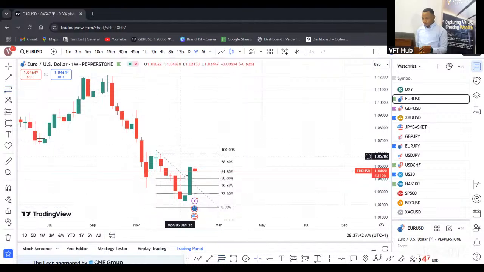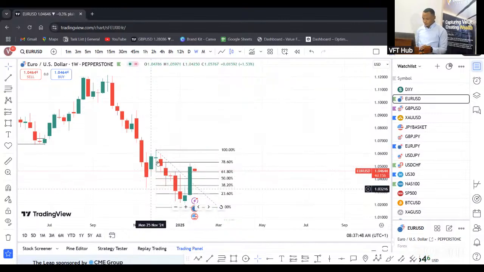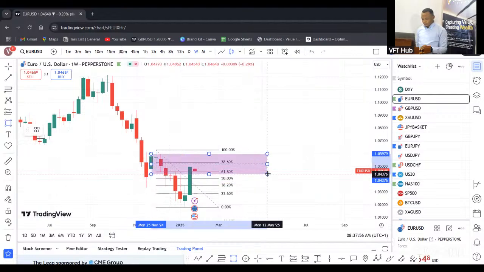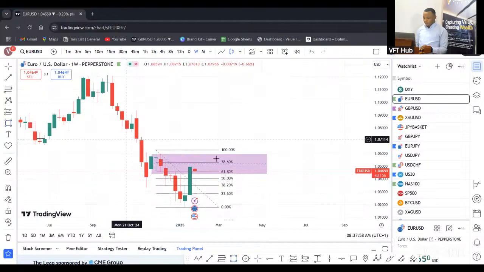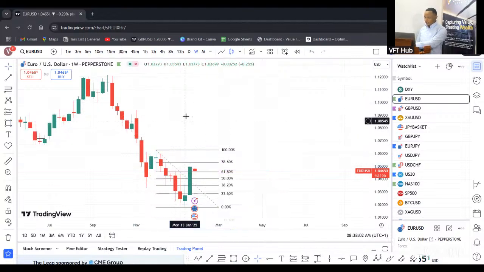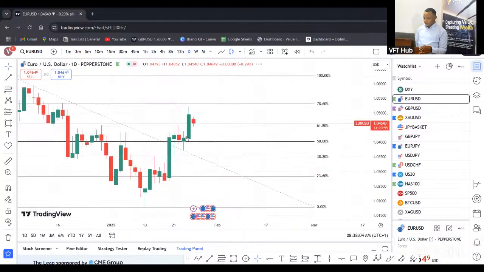So the price got to 61.8, close to 78.6, giving us some good place to sell off from. And then this weekly order block right here, price has gotten into it and we're seeing some signs of rejection from there. So let's see what's going to happen from this level going forward. So let's quickly look at the daily time frame to get clear perspective.